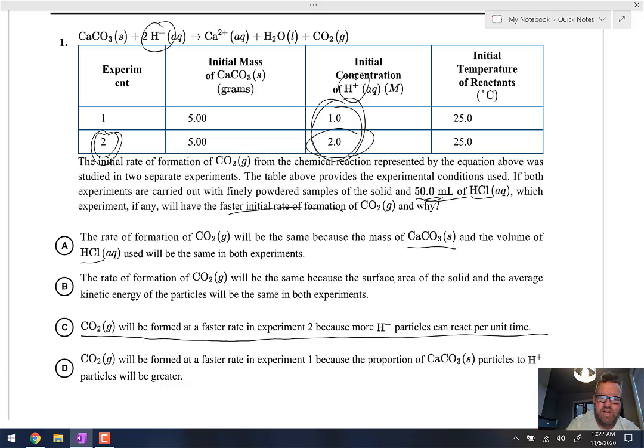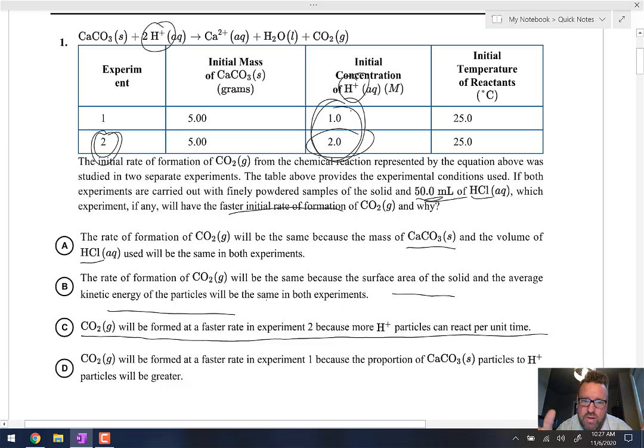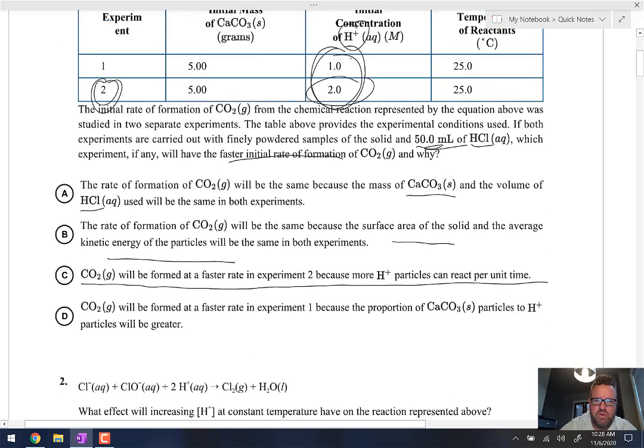Okay, it'll be the same because the surface area and the average kinetic energy are the same. Again, true that the surface areas are the same and the kinetic energy are the same, but there's other things that affect the rates other than just the surface area and the kinetic energy, namely concentration and catalysts, the two things they don't mention in answer B. And then CO2 will be formed at a faster rate in experiment 1, answer A, that's wrong, because the proportion of CaCO3 solid particles to H+ will be greater. That's just simply not true.